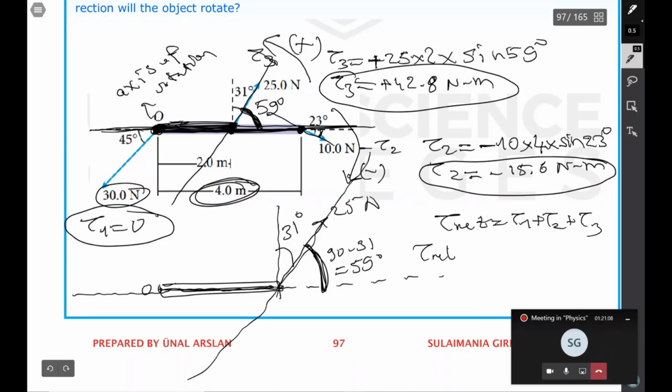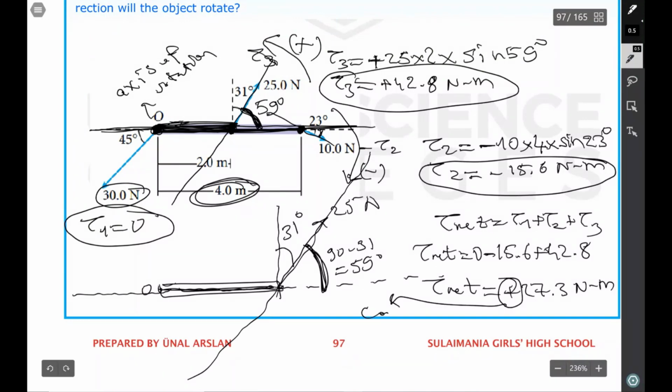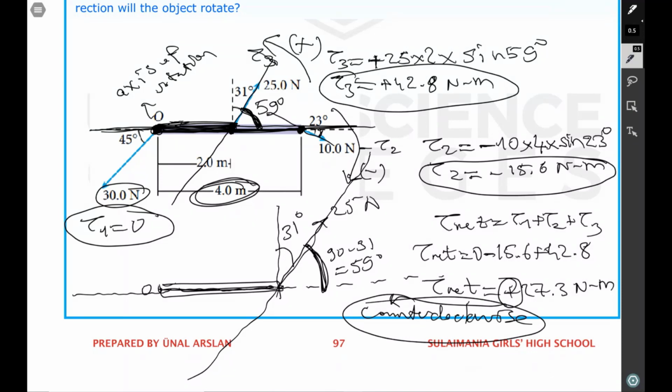So net torque. Torque 1 is how much? 0. Torque 2 is how much? Negative 15.6. Torque 3 is how much? Positive 42.8. Use your calculator and get the net torque. Net torque is a positive number. Positive, I think 27.3 Newton meter. Because it is positive, rotation is counterclockwise. So this bar rotates in the counterclockwise direction.